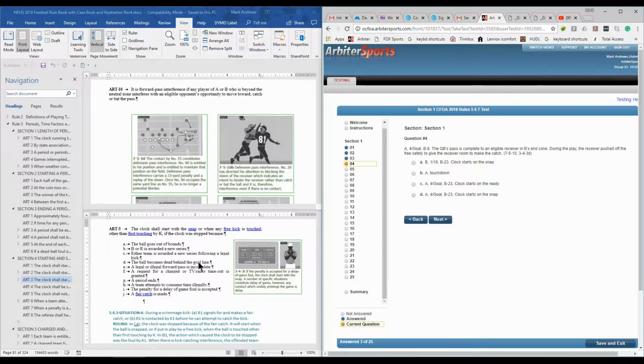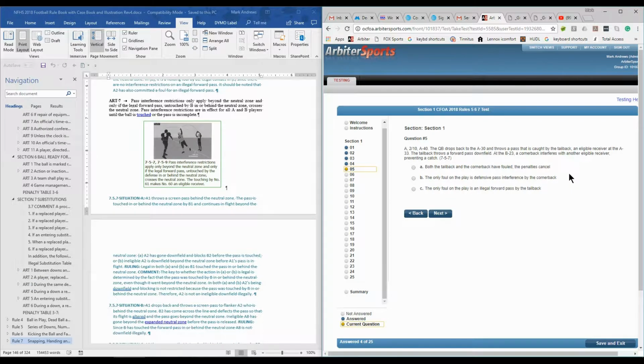So we have a touchdown catch. The ball's dead once the catch is completed. But with the penalty, of course, we don't have a score, but the clock will start on the snap. So the correct answer is D.